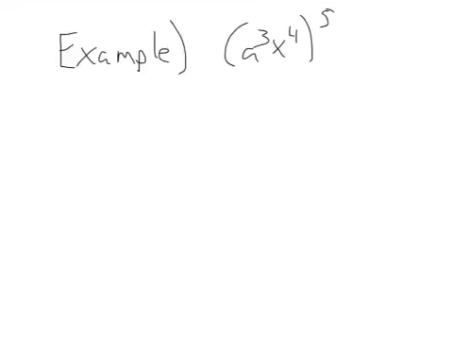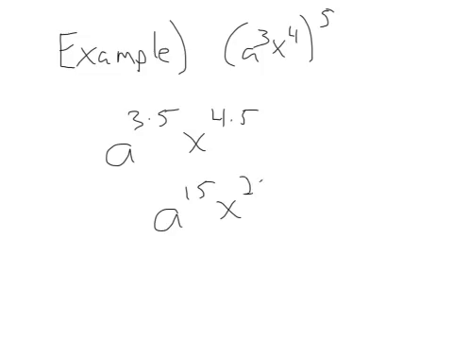For example number 2, we have a to the third, x to the fourth, both being raised to the fifth power. Since they are both inside the parentheses, you have to take both of your exponents and multiply them by 5. So for just a shortcut, we would have a to the 3 times 5, x to the 4 times 5. 3 times 5 is 15, so that means we have 15 a's. 4 times 5 is 20, so we have 20 x's.